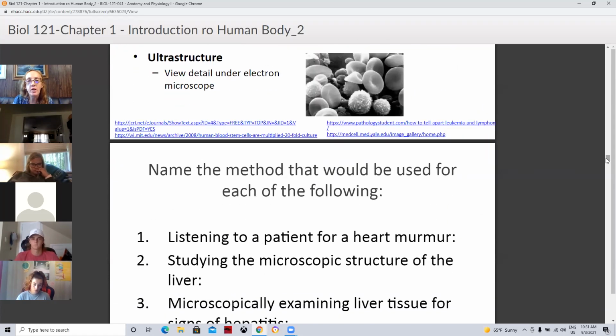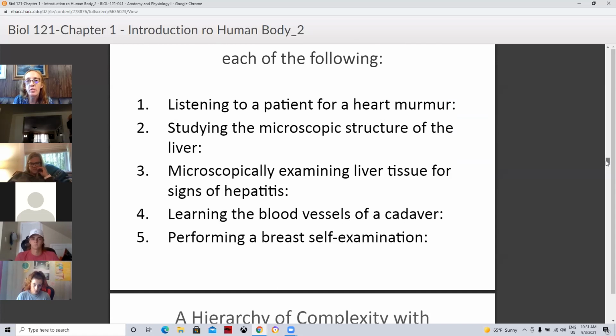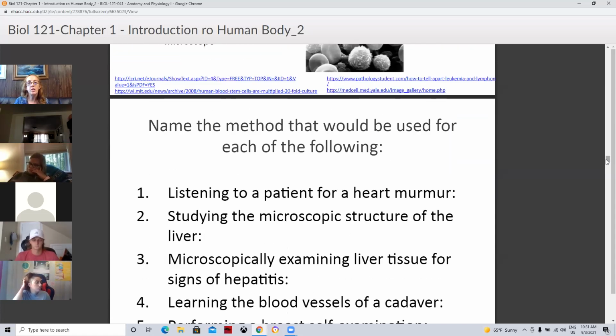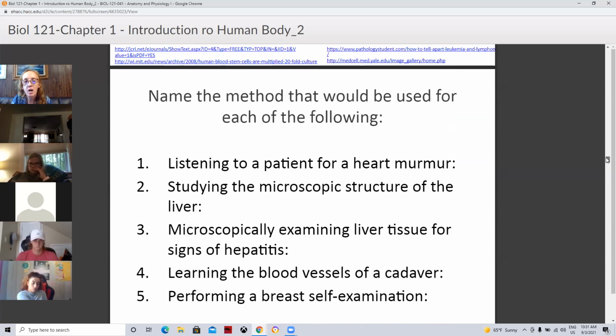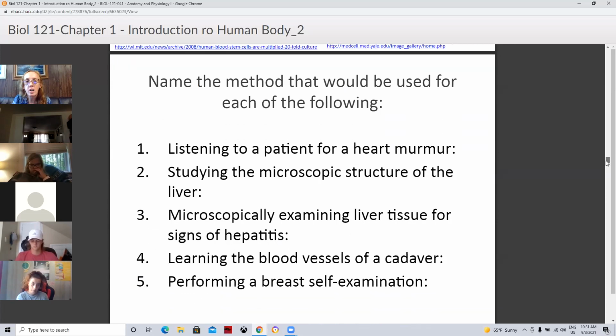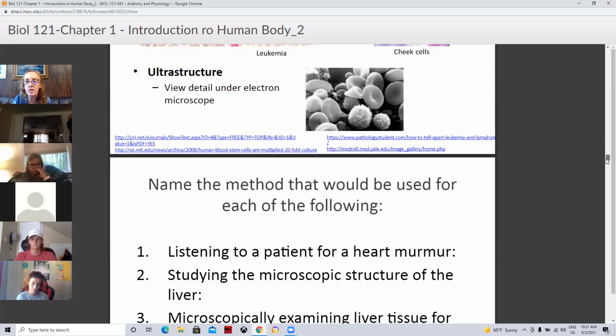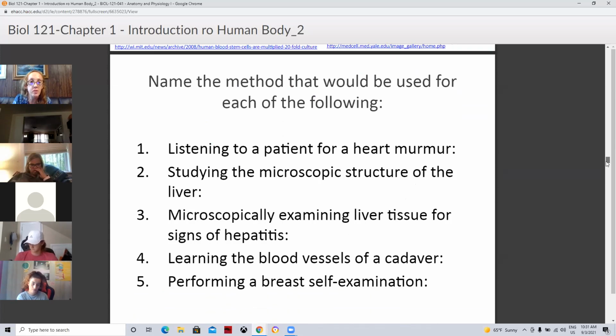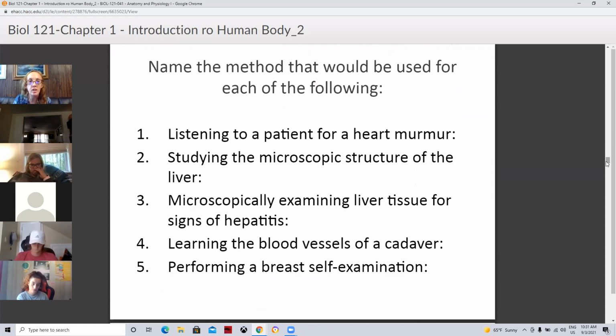Name the method, excuse me, name the method that would be used, or really? I'm sorry, give me 1 second. I am using a new laptop. I'm getting more familiar with it every day.